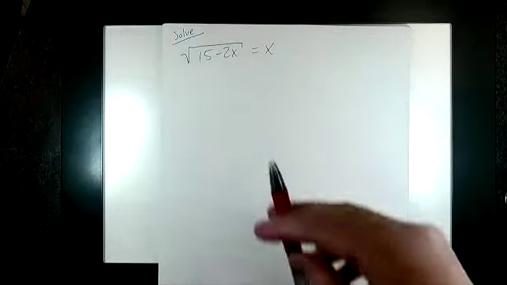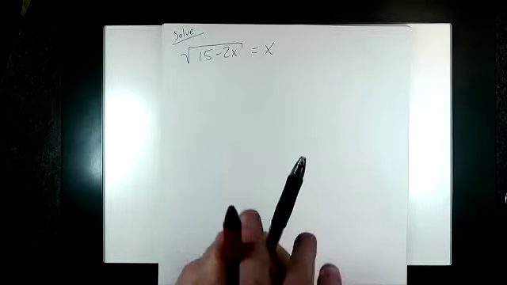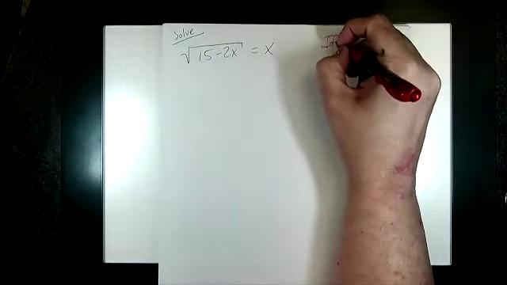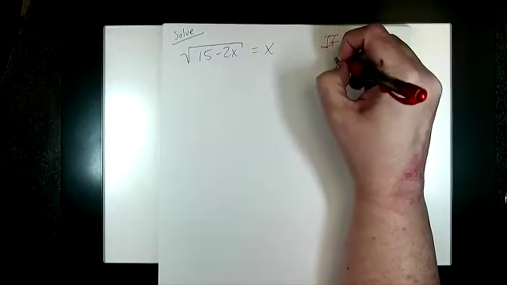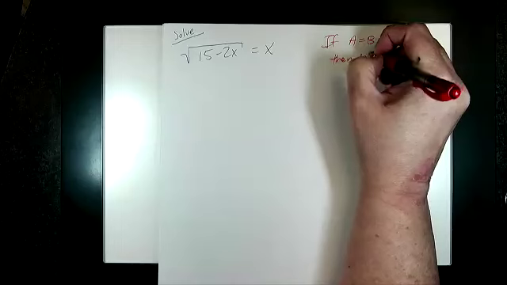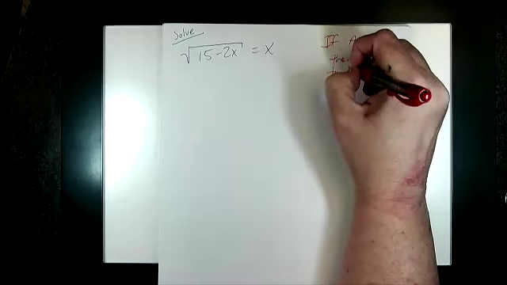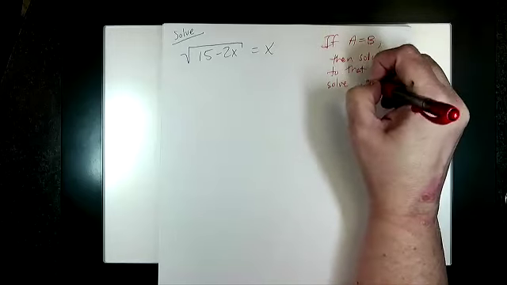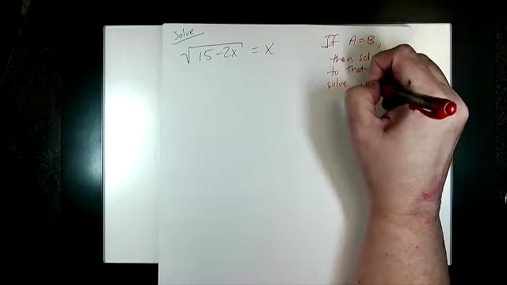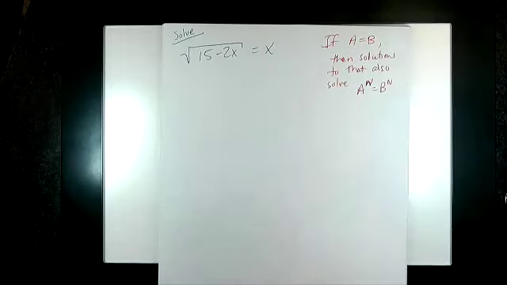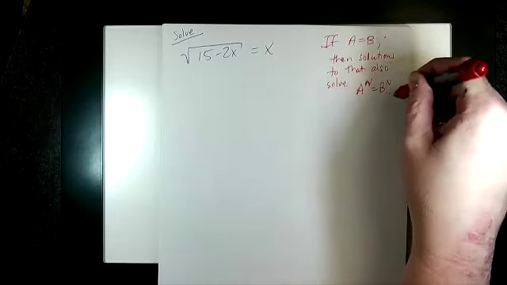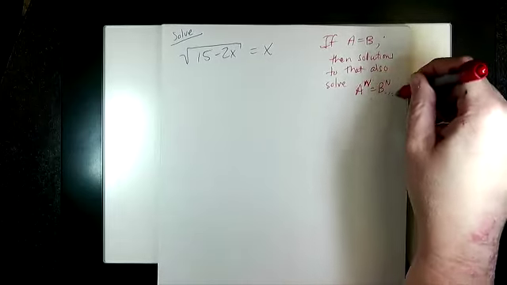All right, so the idea here is if A equals B, then solutions to that also solve A to the N equals B to the N. There's no stretch on that one, right? This is a one direction thing. So we can find solutions to this using this, but we have to check them because not all solutions work.